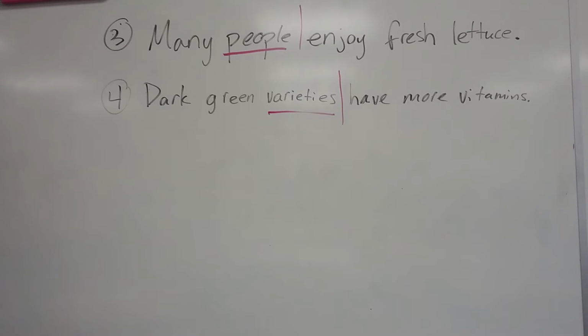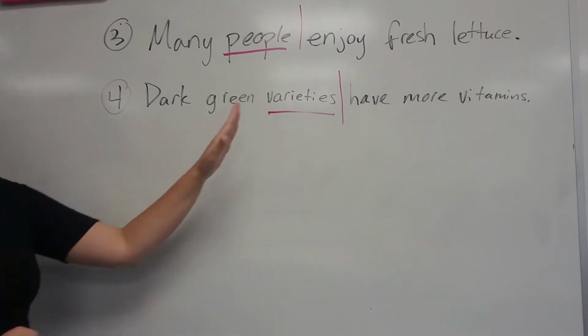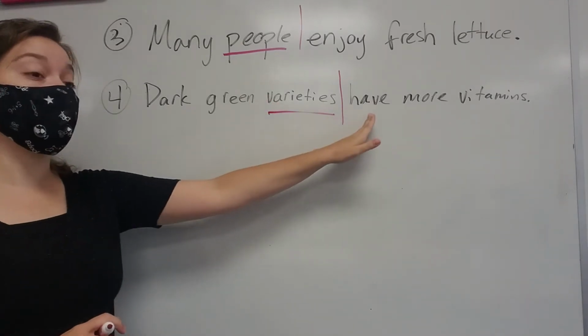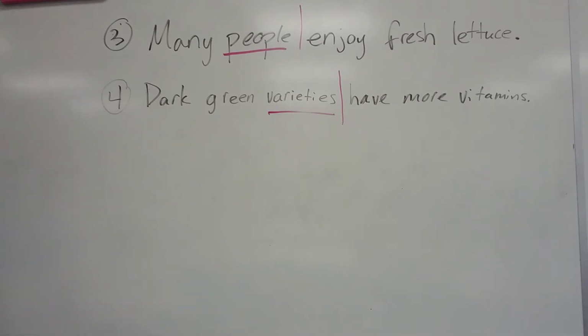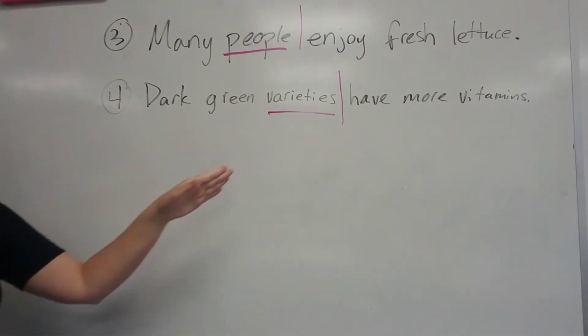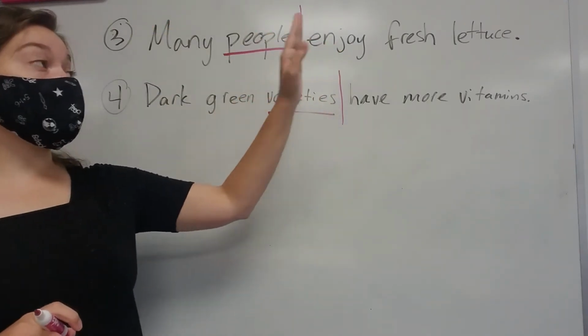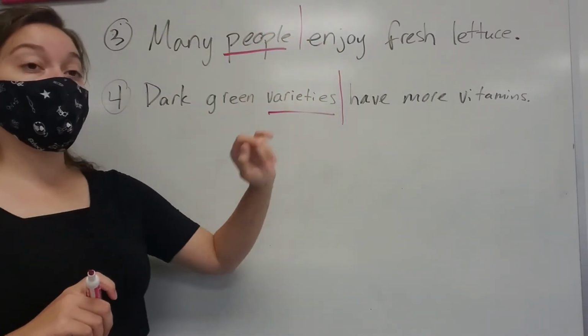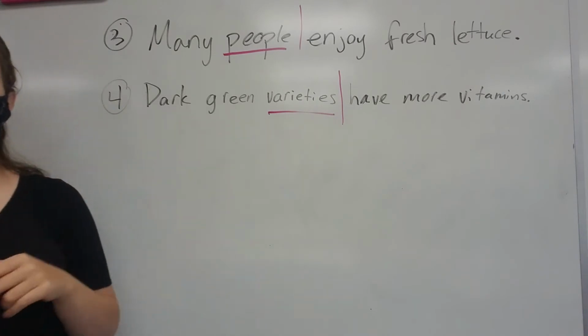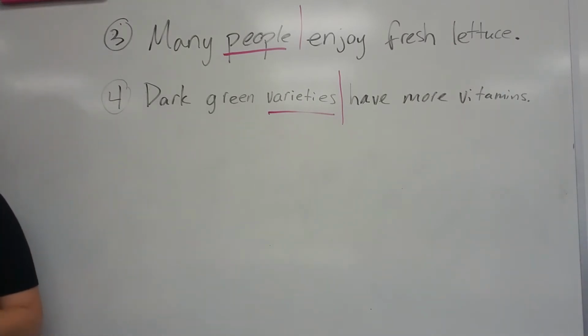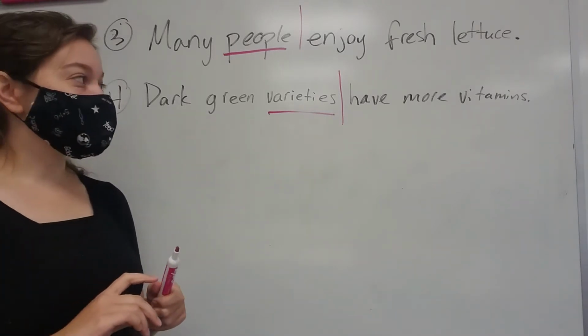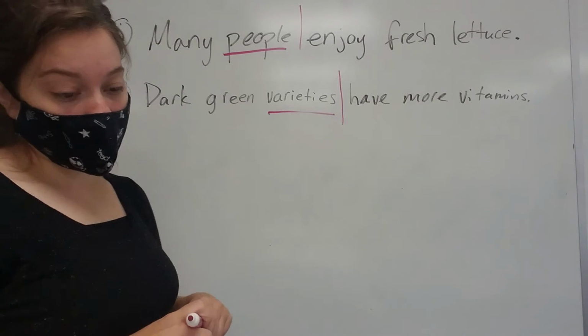You are always going to be putting your line between the subject and the verb or the action, okay? So between the noun and the action. People's my noun, enjoy is my action. Varieties is my noun, have is my action or my verb, right? Because we'll learn about helping verbs and all that stuff later. Not today. All right.